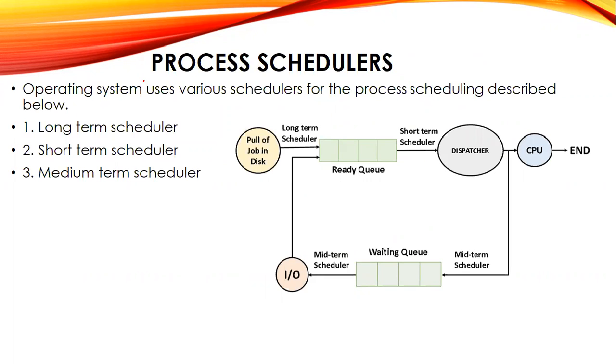So we have some schedulers for the process. The scheduler is not only for moving from ready state to running state. We have three kinds of schedulers. One of them is the long-term scheduler, the other one is the short-term scheduler, and the last one is the medium-term scheduler. We have three schedulers.